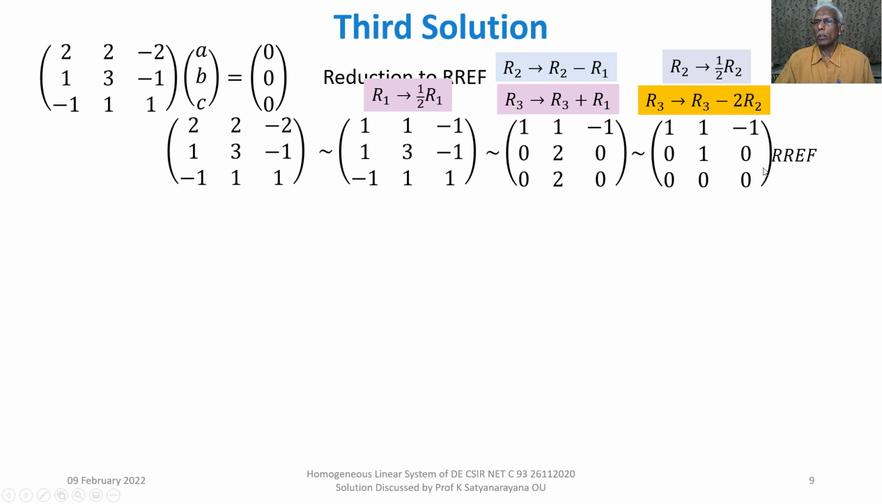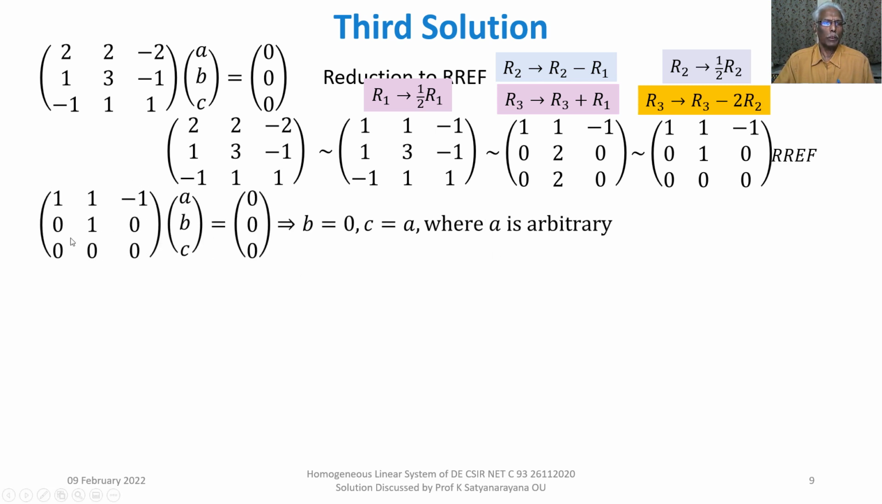Right? So now by back substitution, we will find out the values of A, B, C. So this is the matrix. The row reduced echelon form multiplied by the column vector A, B, C is equal to the column vector 0, 0, 0. And by back substitution, B is equal to 0 and C is equal to A. So you will get A plus B minus C is equal to 0, and B is 0, A is equal to C, that is C is equal to A, where A is arbitrary. Why? Because the rank of this is 2.